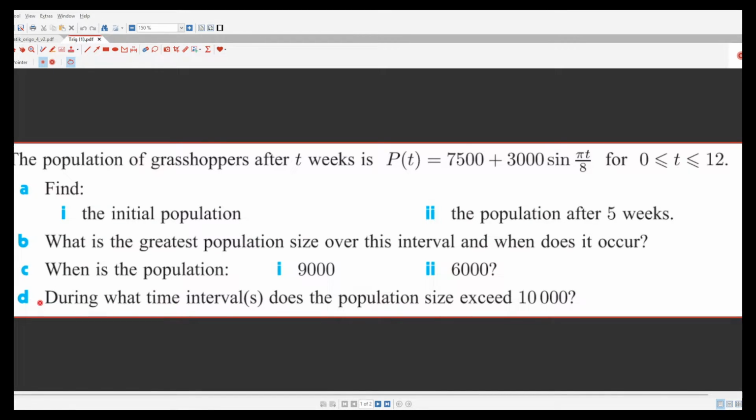This is a better question. During what time intervals does the population size exceed 10,000? Okay, I want to wait for you to solve this part. Use GeoGebra to solve this part effectively. During what time interval or intervals does the population size exceed 10,000? If you like to, you can use the graphical view. Maybe it's also a good option.